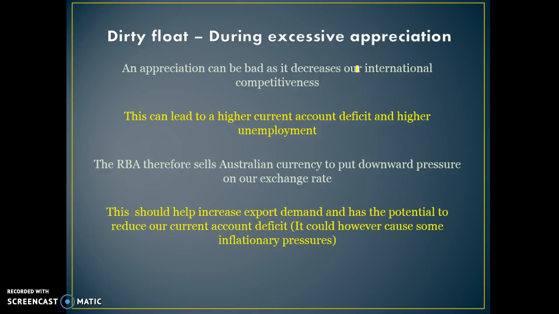So what the RBA can do is, because they have a stock of foreign currency, they can essentially buy more foreign currency and sell off their stock of Australian dollars to try and increase supply of the Australian dollar and reduce the value of the Australian dollar. This will help to increase export demand because the dollar will have depreciated and help to alleviate some of the problems that causes from, like, a high current account deficit and decreased export sales. So if the dollar is appreciating too much, they will sell off Australian dollars and buy foreign currencies.